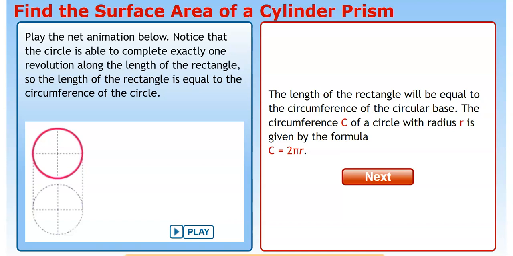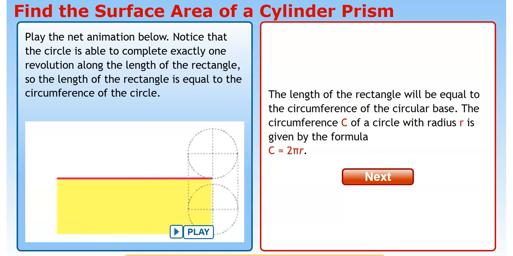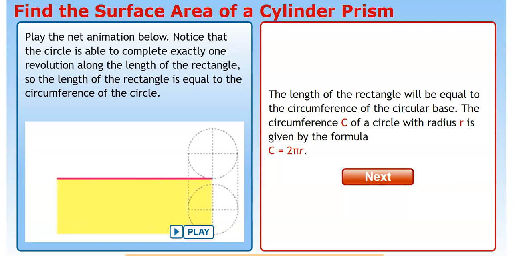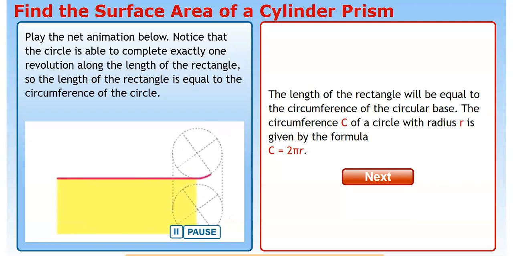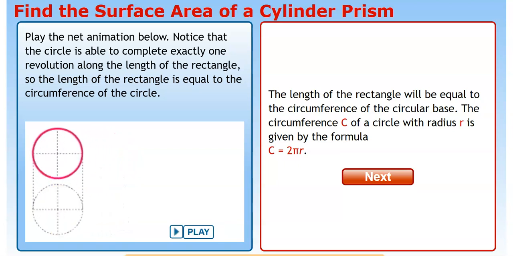So again, this would be your cylinder. The red circle here would be the top base of the cylinder. If you watch that red line, watch what happens to it when I play the video. You can see that that red line is going across, and that red line would be the length of the circle. Now we're going to put it back as a cylinder. Let's think about what that is. If you look over here on the right, it tells us the length of the rectangle will be equal to the circumference of the circular base.